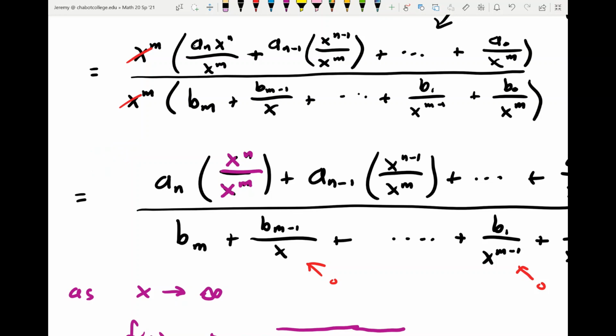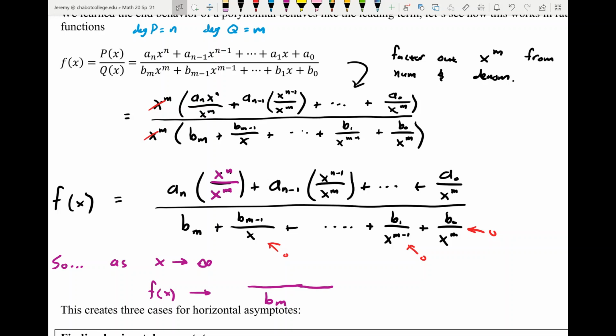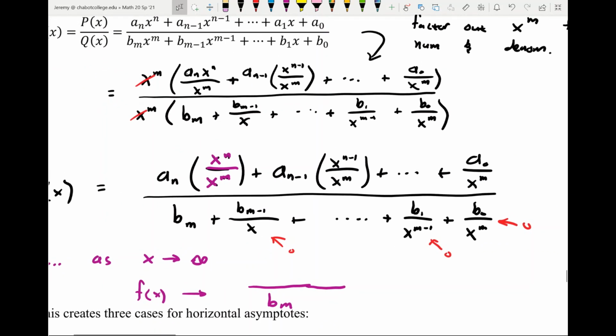All right, so it kind of depends on the degree of the numerator versus the degree of the denominator. Okay, and there are 3 cases that come up. The degrees in the numerator and denominator could be the same, the numerator could be bigger, or the denominator could be bigger. So as far as what happens to the numerator here, there are 3 cases.